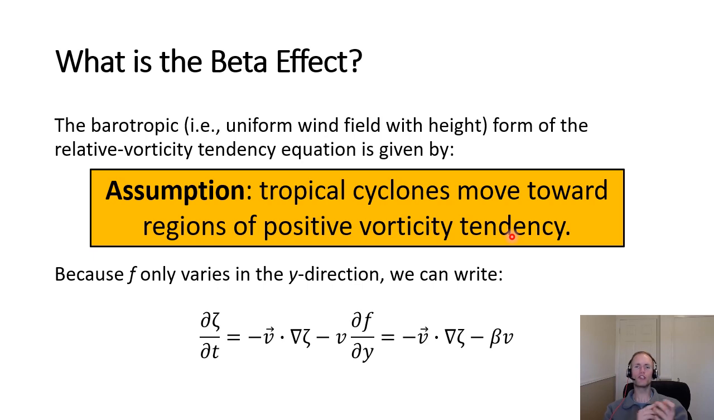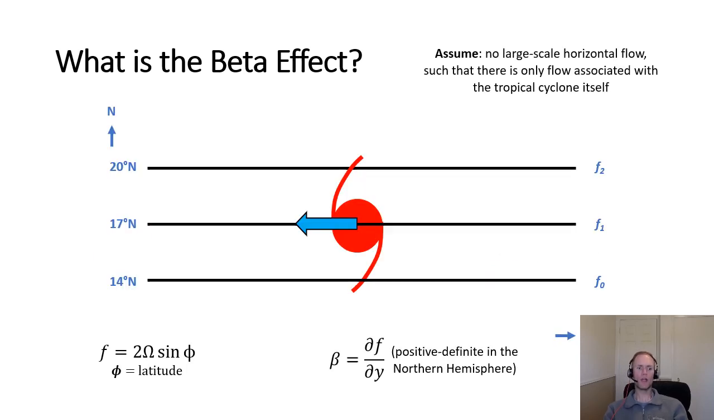So we're going to assume that wherever the wind is causing the cyclonic intensity or cyclonic rotation to increase is where the cyclone is going to go, assuming that the cyclone itself isn't changing in intensity and thus changing its value of relative vorticity. So coming back to our diagram here, we're assuming that there's no large-scale horizontal flow, such that there is only flow associated with the tropical cyclone itself.